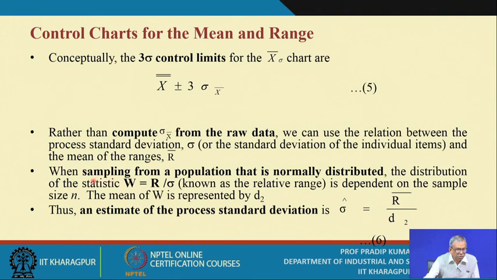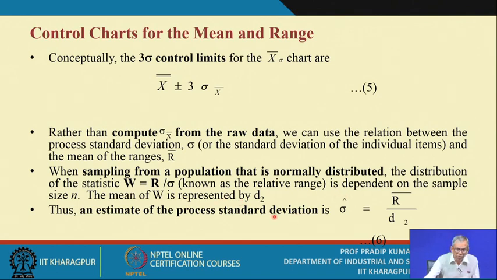So, when sampling from a population that is normally distributed, we have this statistic, the relative range, which is defined as W equals R divided by sigma. Now, what the researchers have found is that if you consider this statistic and its distribution, you will find that the mean of W is dependent on the sample size.